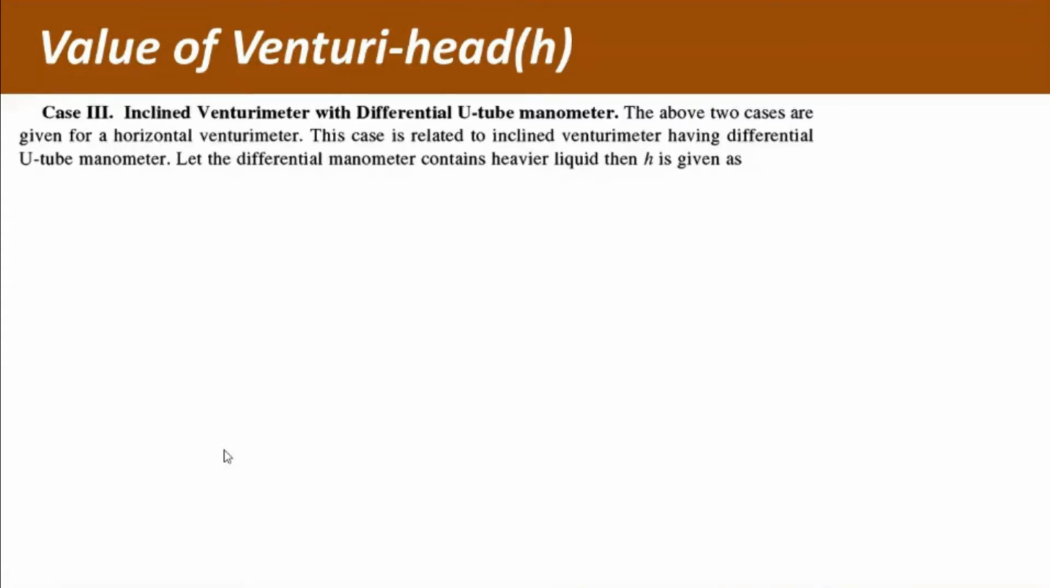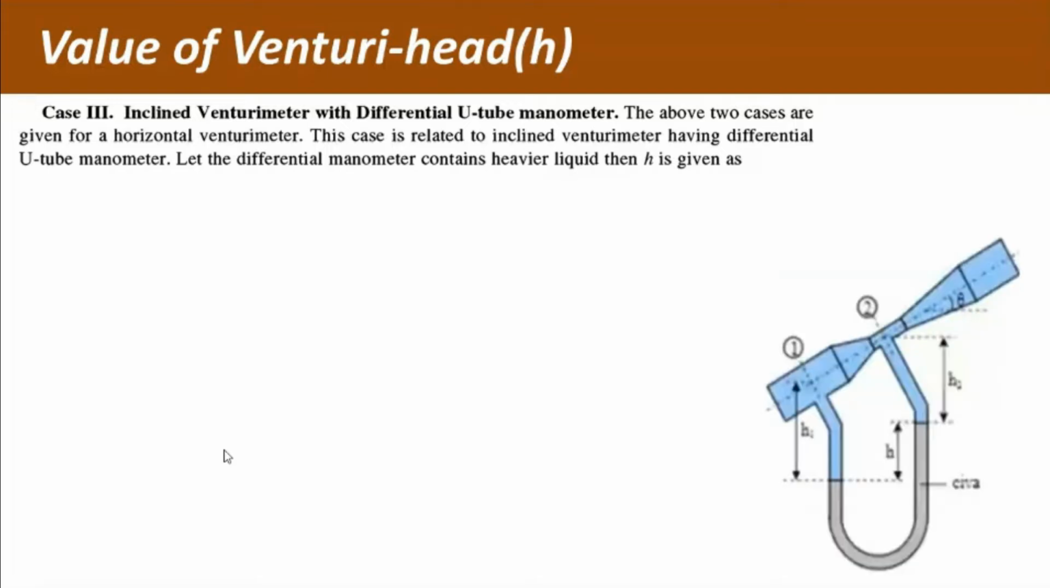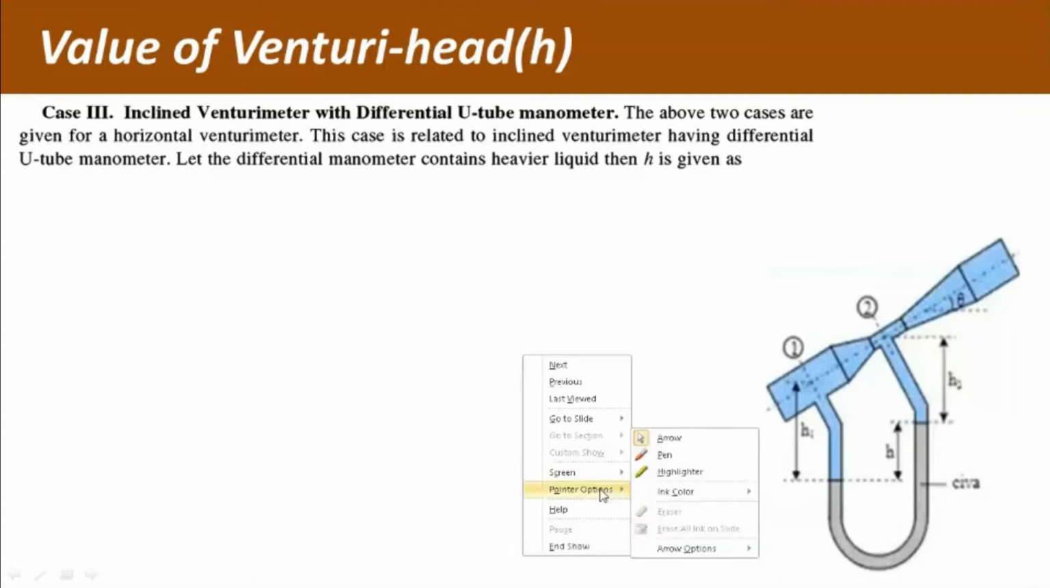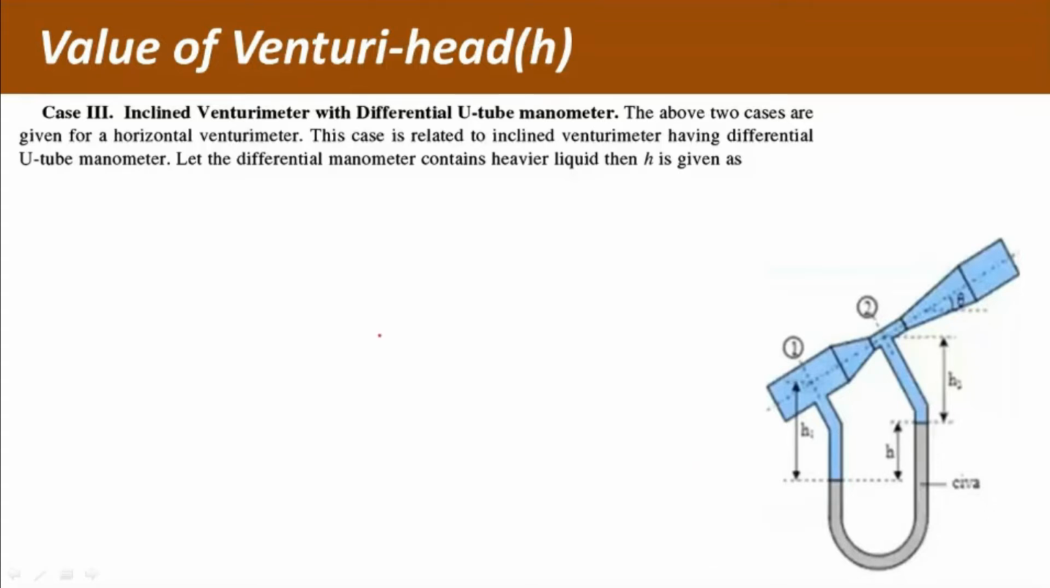After that, the next case is inclined tube Venturi head. Suppose you are using an inclined tube manometer. In an inclined tube manometer you are using a differential U-tube manometer, so you will directly get the value of x. But here the datum head will add and subtract.